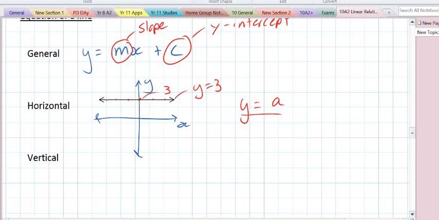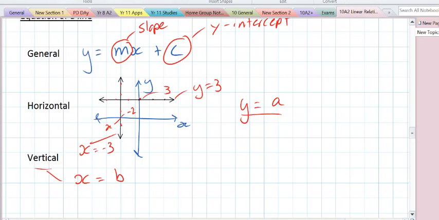Now if you want a vertical line, every point on this vertical line is going to be equal to the same x value. So for example, if that there was minus 3, then the equation for this line here will be x is equal to minus 3. So our equation of a vertical line is going to be x is equal to just any constant, b. And notice how y isn't involved at all.